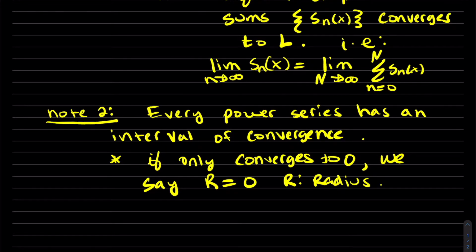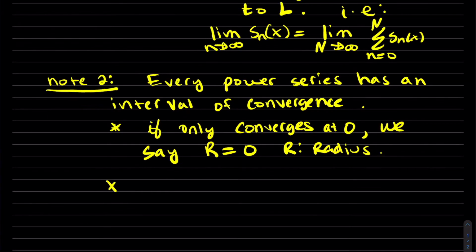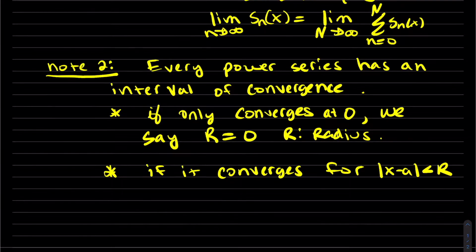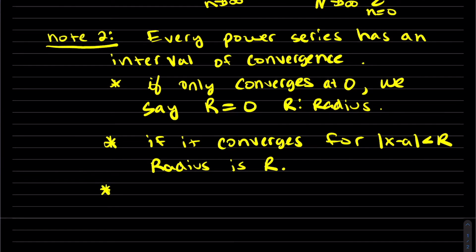Okay, so for every power series that has an interval of convergence, if it only converges at 0, it's not to 0, it's at 0, then we say the radius of convergence is 0. R is equal to the radius. So if we have the absolute value of x minus a, so that's centered around a, less than r, again, the radius of convergence is r. And lastly, if r is infinity, then it converges everywhere.